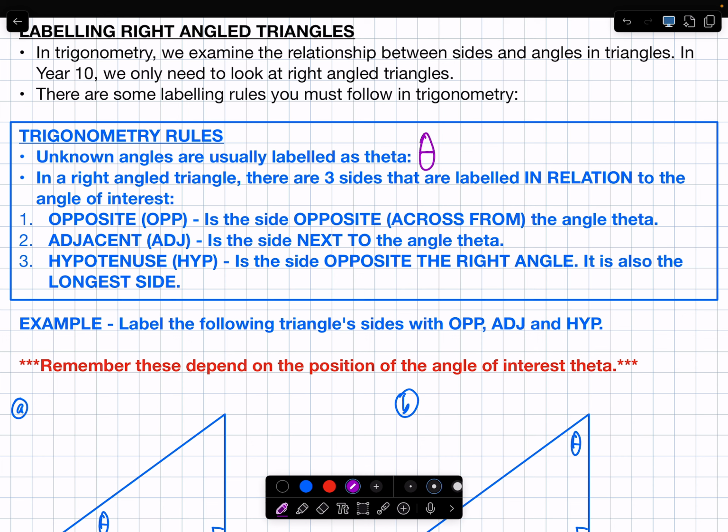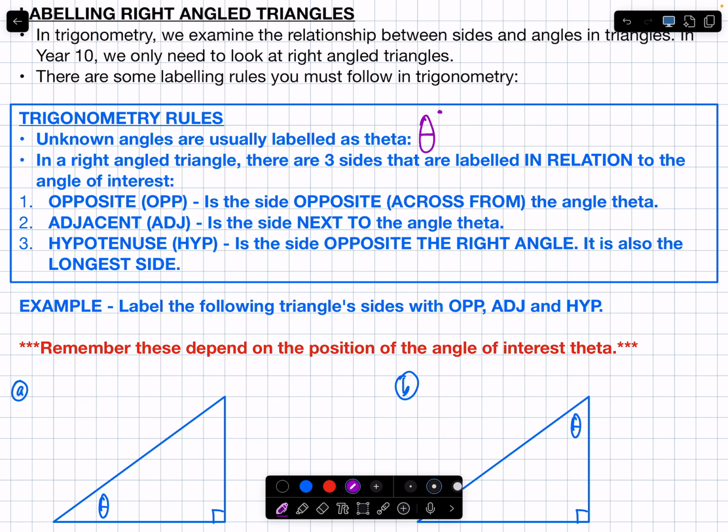So in trigonometry, in maths, if you have an angle that you don't know the size of, the go-to is theta degrees, okay? With an unknown in maths, we usually call it x. But because we're going to have unknown sides and angles, if it's an unknown angle, call it theta. If it's an unknown side, call it x.